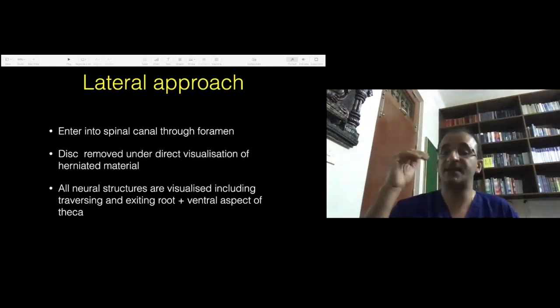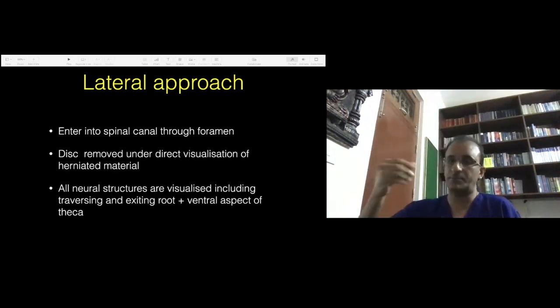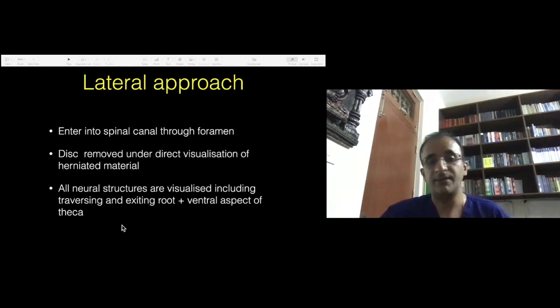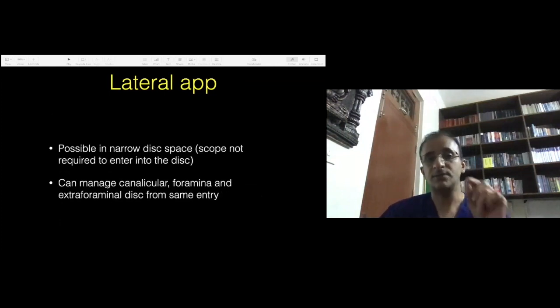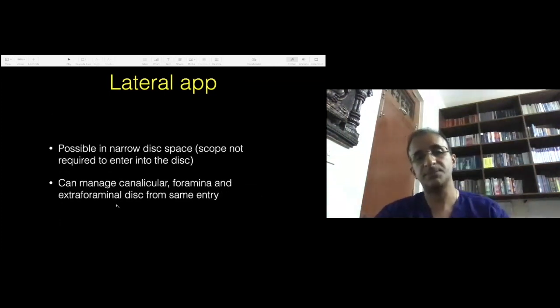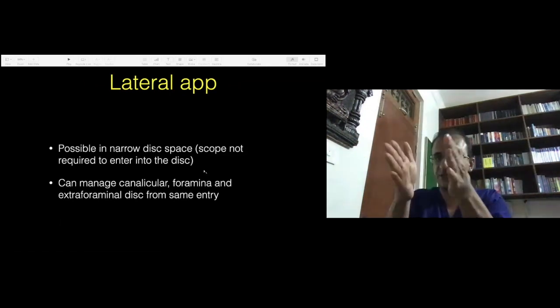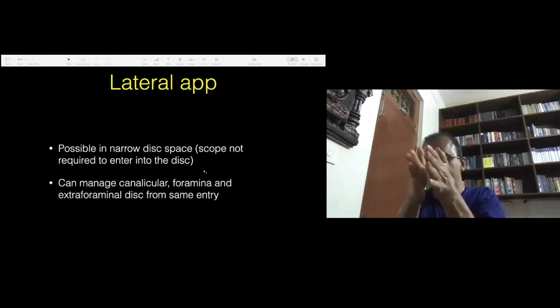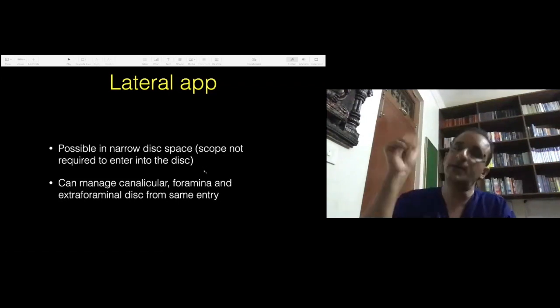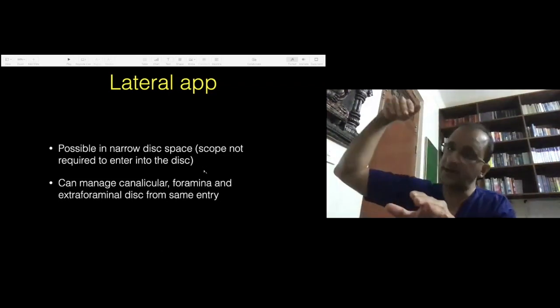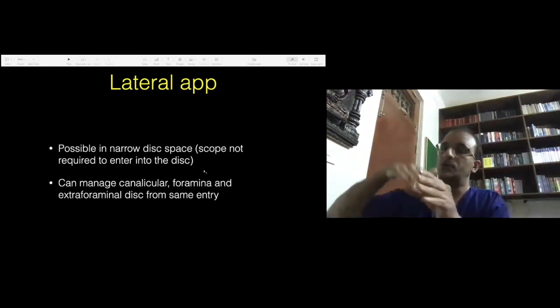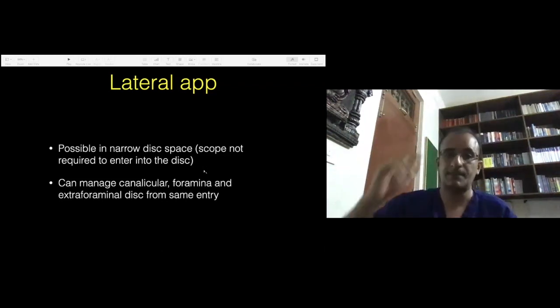Now, the disc is removed under direct visualization. I can see the disc fragments and I would remove them. And finally, as I've said, all neural structures are visualized. The lateral approach is also possible when there is a narrow disc space. So if you have a disc herniation and there is hardly any space between the two end plates, you can still do this approach because you're not entering into the disc space. You are above the annulus.